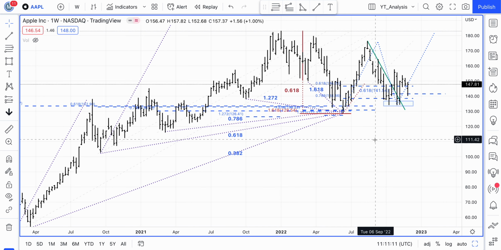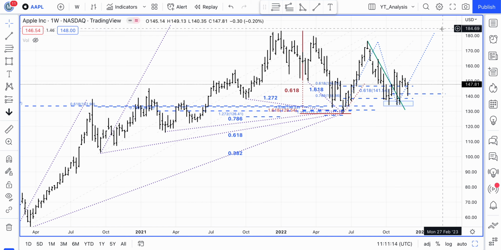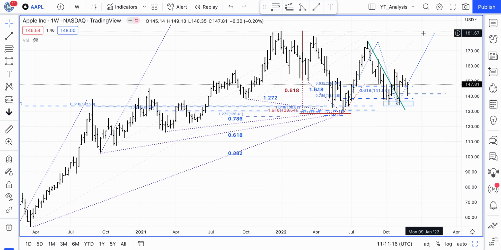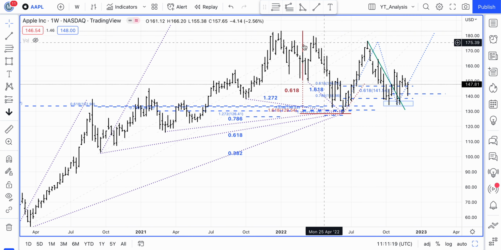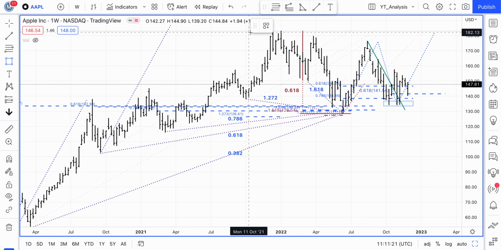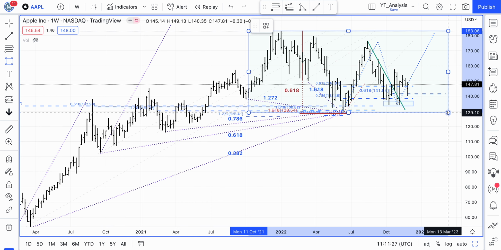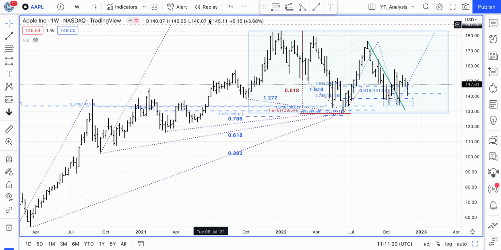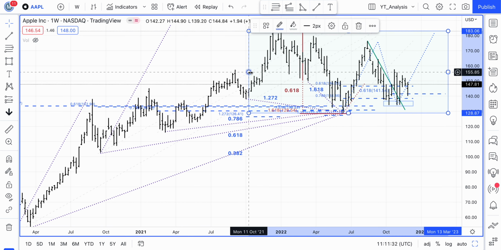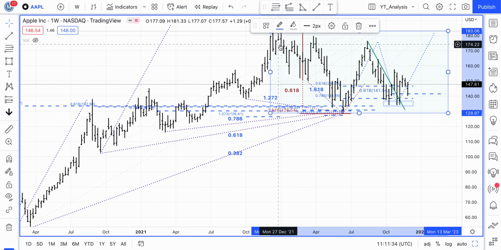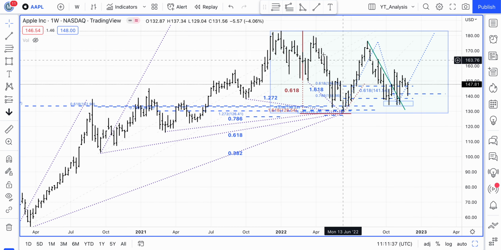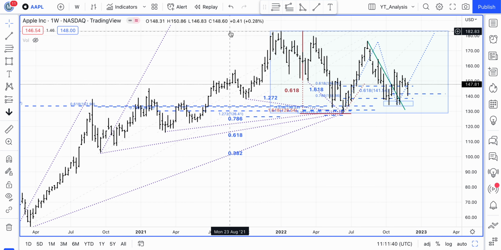And what we are looking at, if we draw an ABCD pattern, we get a projection which will take us back towards the top of this range. So if we look at this entire price action going on since the beginning of this year, that's when the Apple stock topped around the beginning of the year. It's actually been in a trading range between $102 and $128.